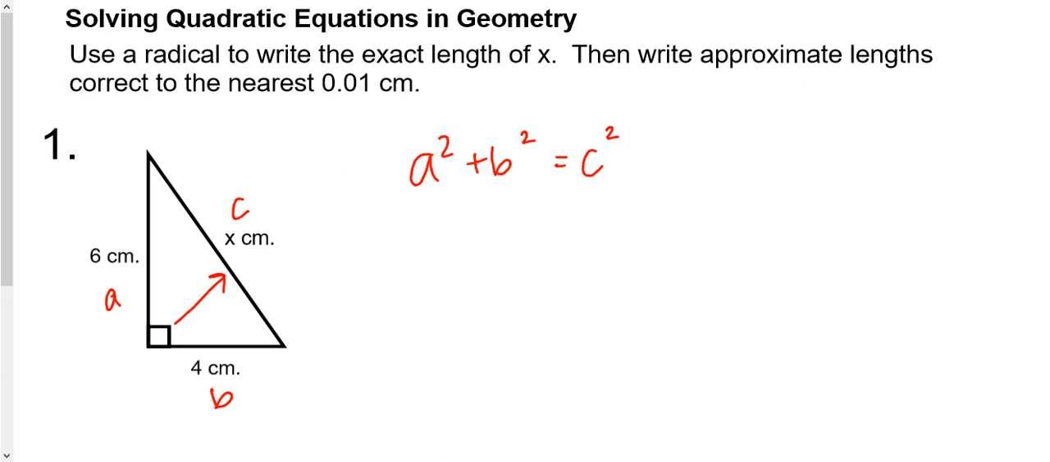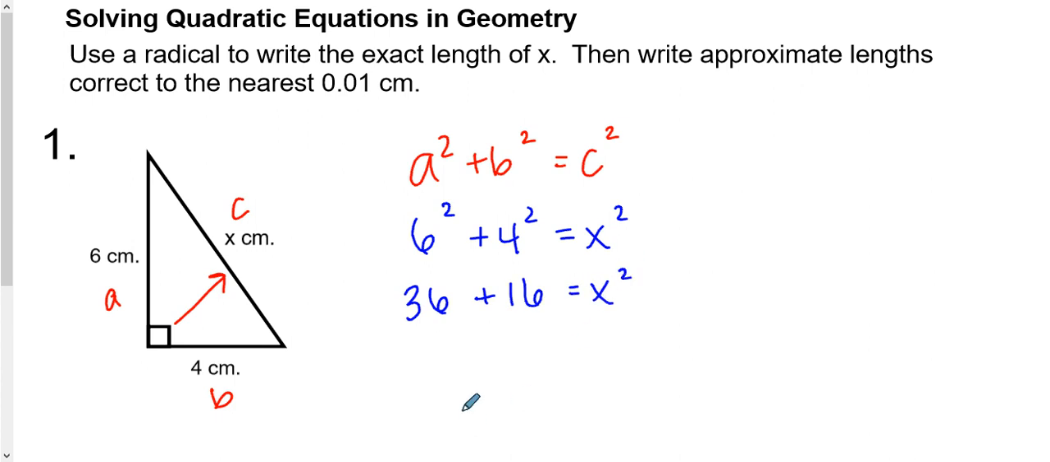We're going to go ahead and try to solve for c. a and b are the legs. It doesn't matter which one you make which. I just pick whatever the first one is as a and the second one is b, and that's totally fine. So my a in this case is 6, my b is 4, and I don't know c, that's my x. I'm going to work my way through and solve for x, and here we go. 6 squared is 36, and 4 squared is 16. When I combine those together, 36 plus 16 is 52.